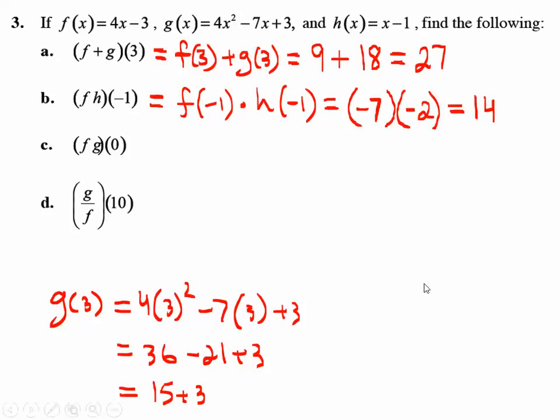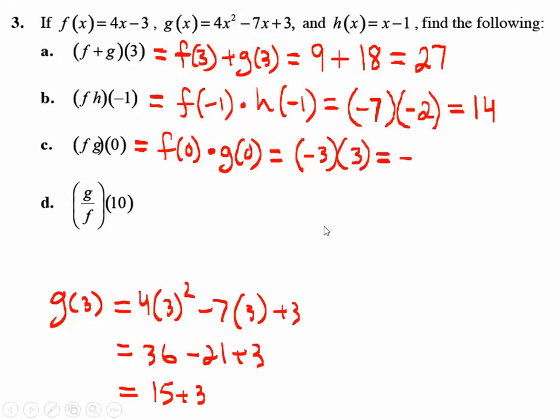Alright, f times g of 0, so how about a 0 in for the f, a 0 in for the g. That should be a little easier one there. In for f, 0 times 4 is 0, subtract 3 gets you a -3. 0 in for the g function gives you a +3 because it's the number right at the end, and how about a -9 at the end?